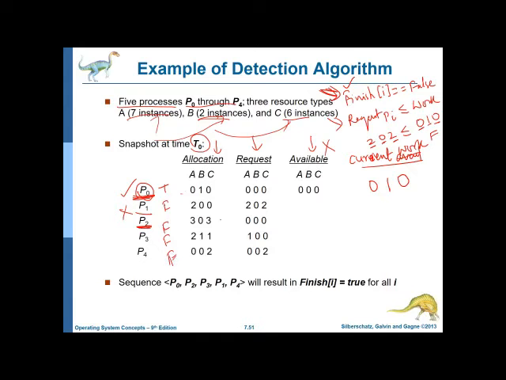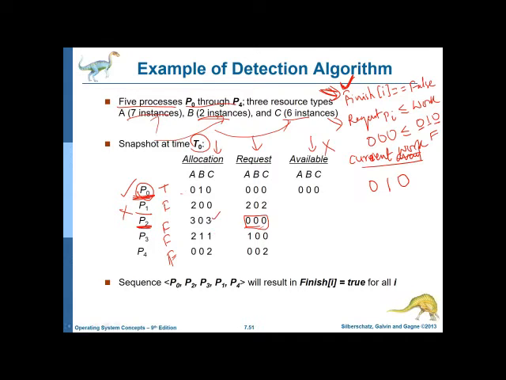So process number 2. Let us check whether its finish is equal to false. Yes, its finish is equal to false. No problem. Is its request less than equal to work? Now let us write here request of P2. What is that? 0, 0, 0. Is it less than equal to work? Yes, it did not require anything. It can complete its task with just the allocation.